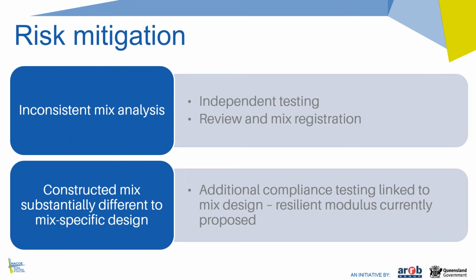The second major risk, which again relates to the use of the mix-specific modulus and fatigue aspects, is if the constructed mix significantly varies from the mix design. And again, that could lead to pavement performance being worse than expected. So what we've proposed at the moment is additional compliance testing linked back to the mix design, through resilient modulus testing or indirect tensile modulus testing, which would be undertaken at the mix design stage. Then there'll be tolerances on the mix design value. Those tolerances would then be used in construction, and that's a way of controlling any significant changes to the mix at the production stage.